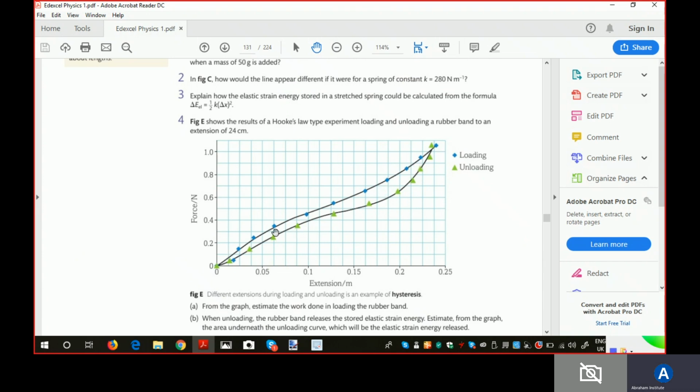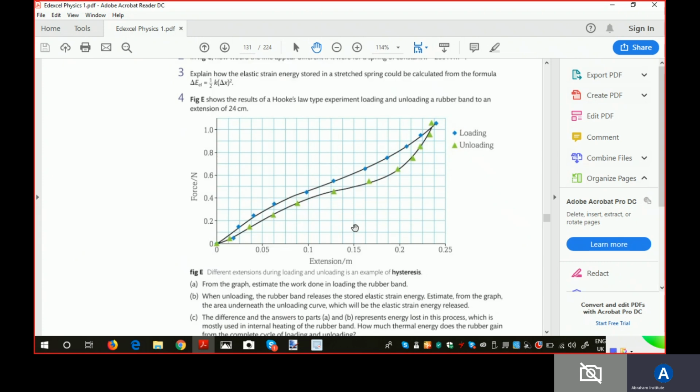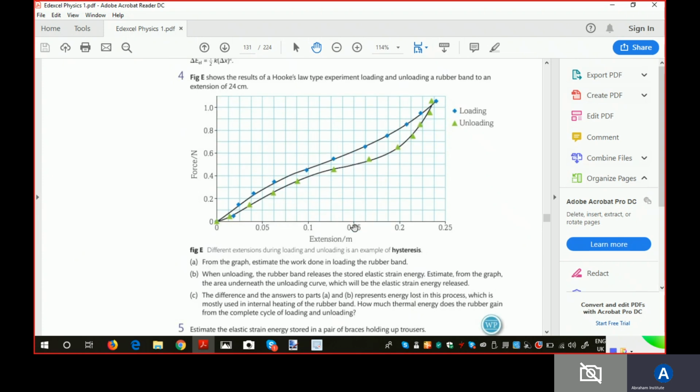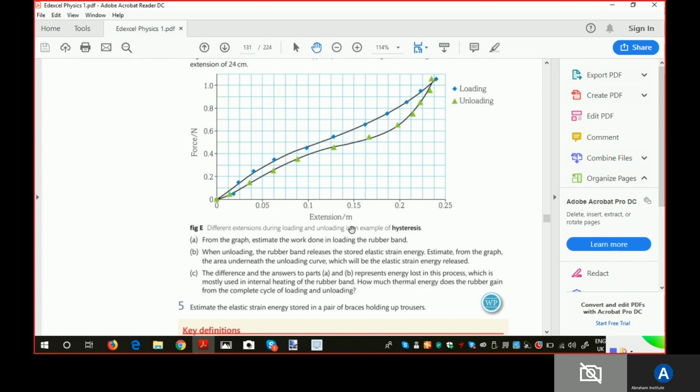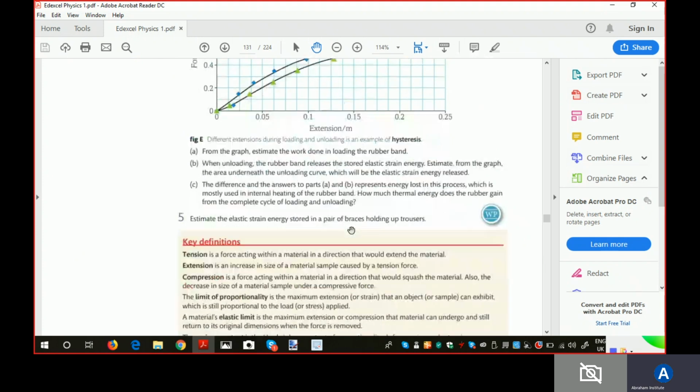Now the area here is the energy dissipated. That is the energy lost as heat. If you find the area under the blue curve and the area under the green curve, and if you subtract that, you will get the energy dissipated, or energy that was converted to thermal energy. Okay, and like I said, this is very important.